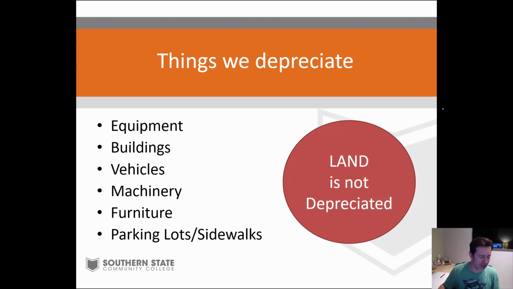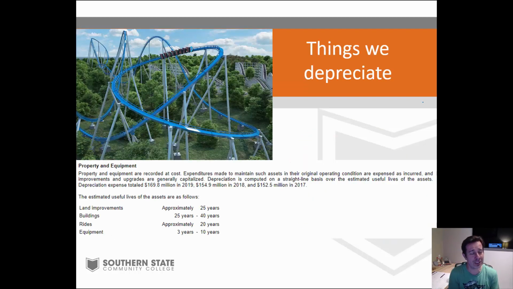So we depreciate all kinds of crazy things. If you think about Kings Island, in our discussion topic this week, we talk about an island of depreciation. And Kings Island will depreciate all those roller coasters that we love to ride on in the summer. I took a note from their financial statements here, and you can see property and equipment are recorded at what they paid for it. And then it talks about how they depreciate. Look at this, on a straight line basis. Well, hey, you all know how to do that. We learned about that in the video before.